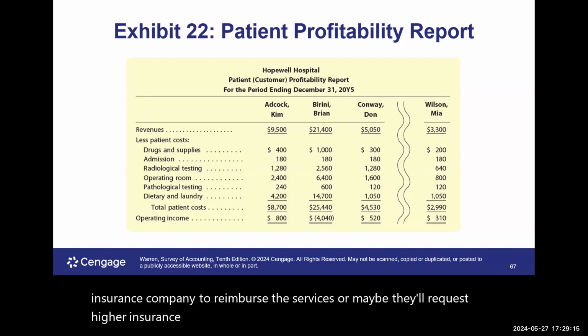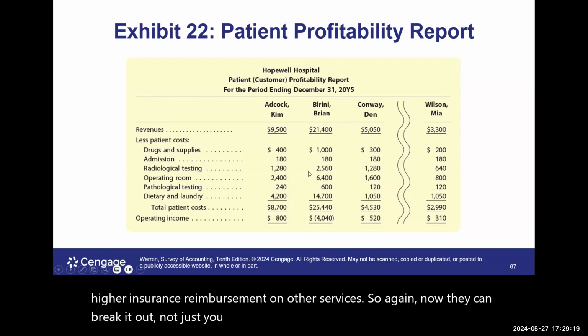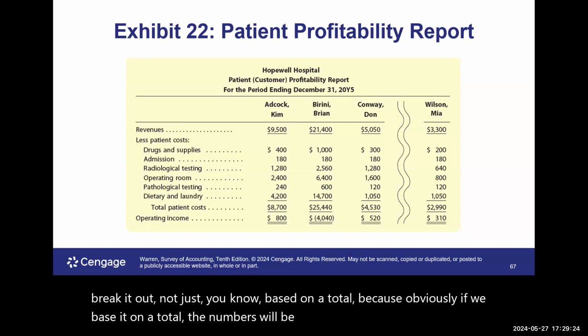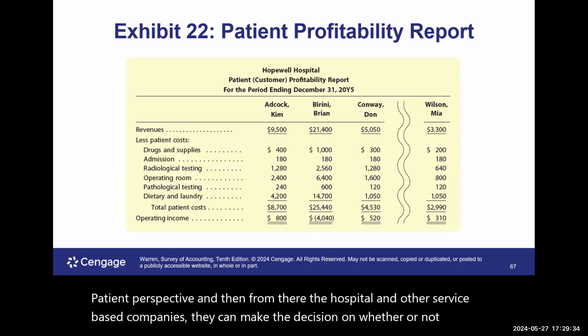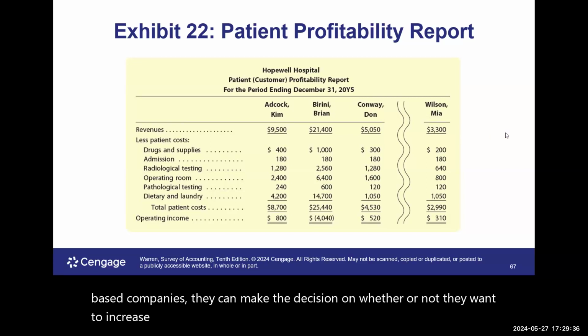or maybe they'll request higher insurance reimbursement on other services. So now they can break it out, not just based on a total, because obviously if we base it on a total, the numbers will be skewed, but we can look at it from an individual patient perspective. And then from there, the hospital and other service-based companies can make the decision on whether or not they want to increase or decrease prices.